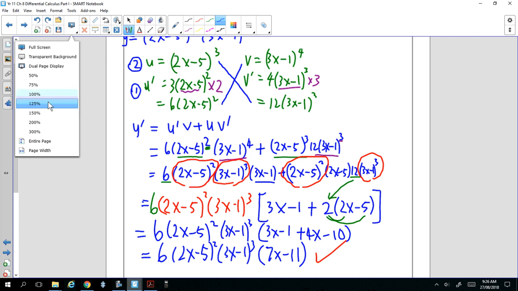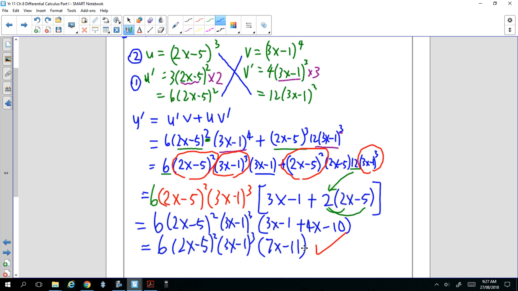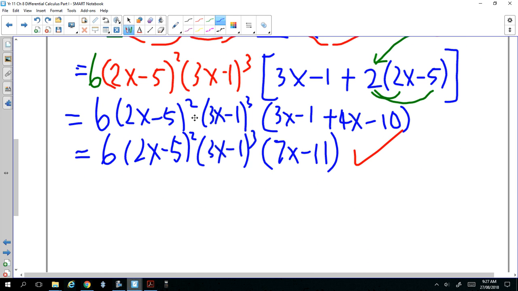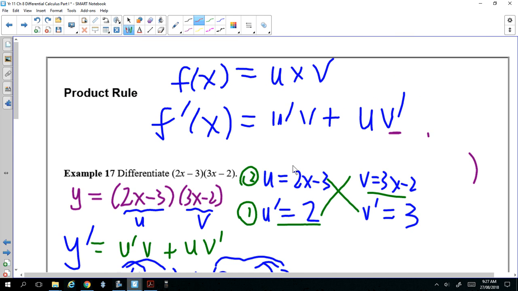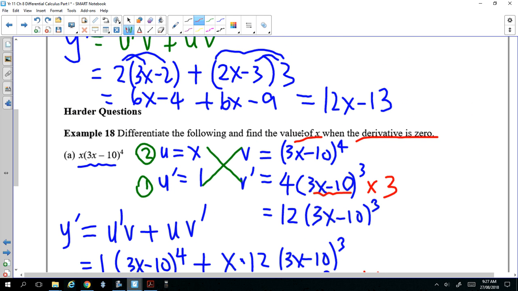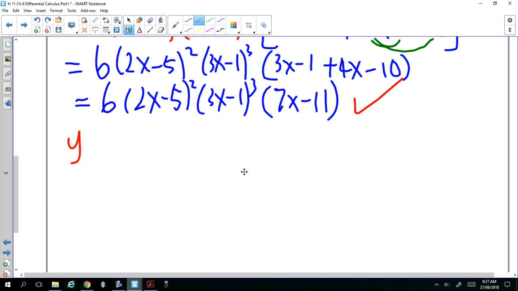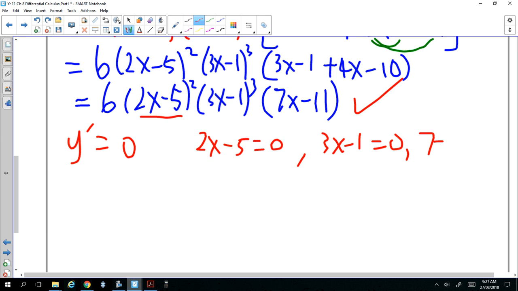Now the question says, when is the derivative 0? On the other page, it's part B of that question. Go back here, watch. It says differentiate the following, find the values of x where the derivative is 0. So you do this: y dash is 0. Therefore you write this is 0, or 3x minus 1 is 0, or 7x minus 11 is 0. So therefore x equals 5 on 2, x is a third, x is 11 on 7. Finish.